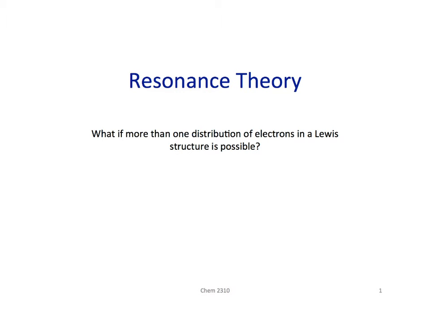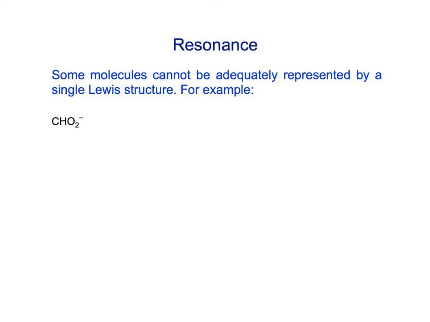Hello everyone, this highlight video is going to be on resonance theory. So this is going to tell us about the situation where more than one Lewis structure is possible. So let's look at an example so we can explain what this means. Alright, so let's just work out a Lewis structure first off.